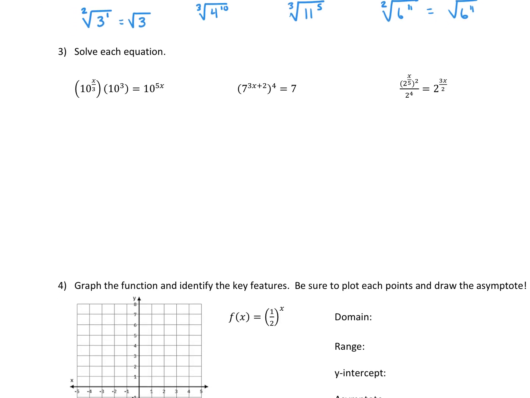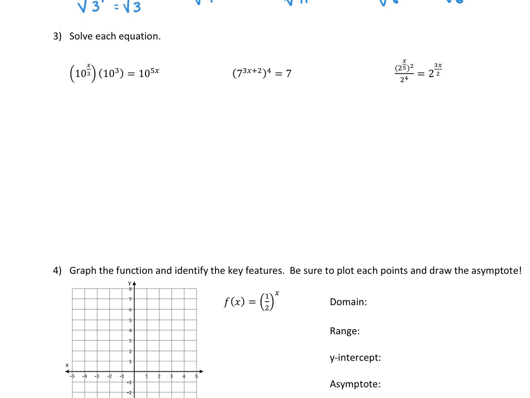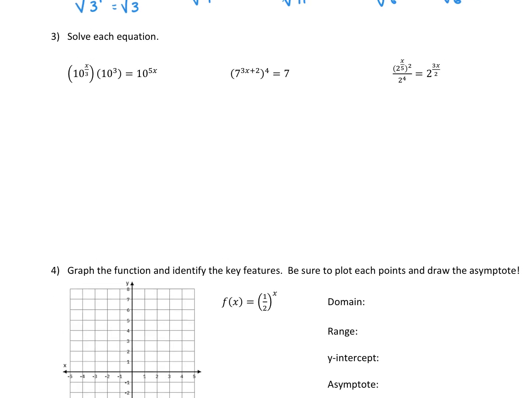Number 3, we've got 3 equations to solve. Let's see if I can get this all to fit right here. Maybe write small just to be on the safe side.